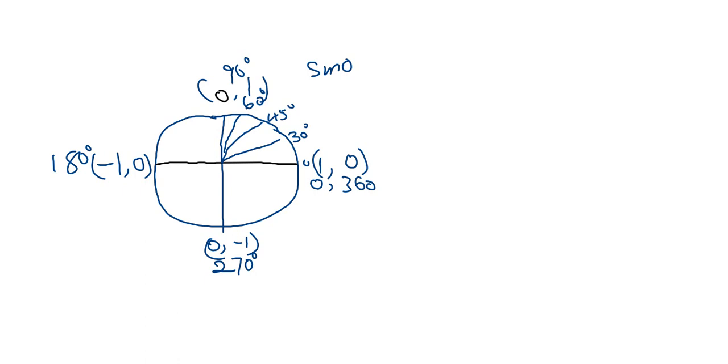Let's say you are asked to look for sine 30. Let's clean the 0 part first. So we are asked to look for sine 30 degrees. What is sine 30 degrees? Sine 30 degrees is 1 over 2. So you need to know that.